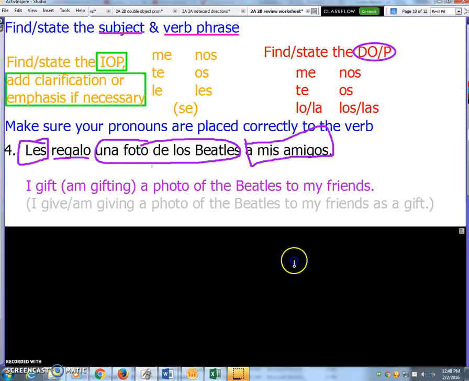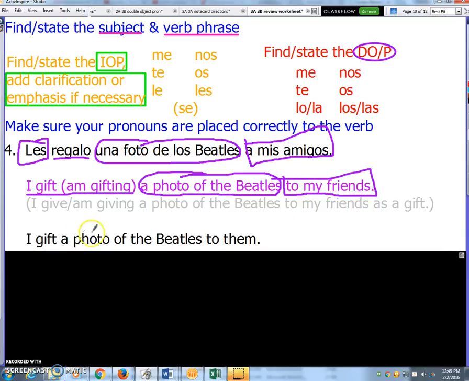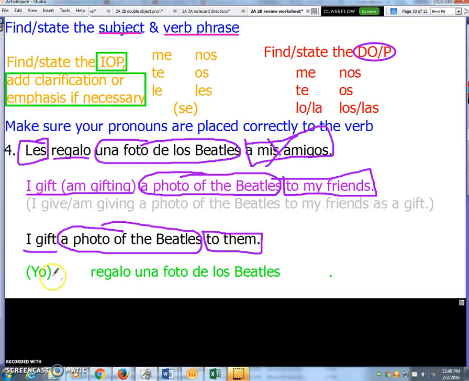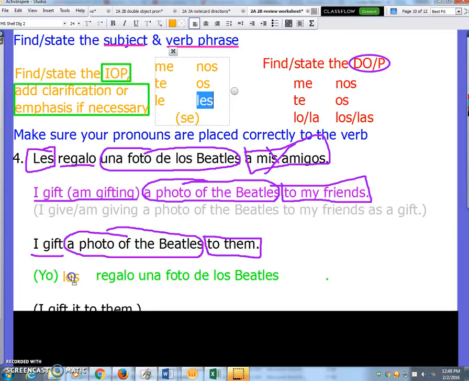So I gift or am gifting a photo of the Beatles to my friends. And again, it's much more difficult to work with this wording, so I'm not going to. So if I want to say, I gift a photo of the Beatles to them, it's going to be the exact same sentence, except I'm going to get rid of the clarification. So I just need to put lace in there to say to them.